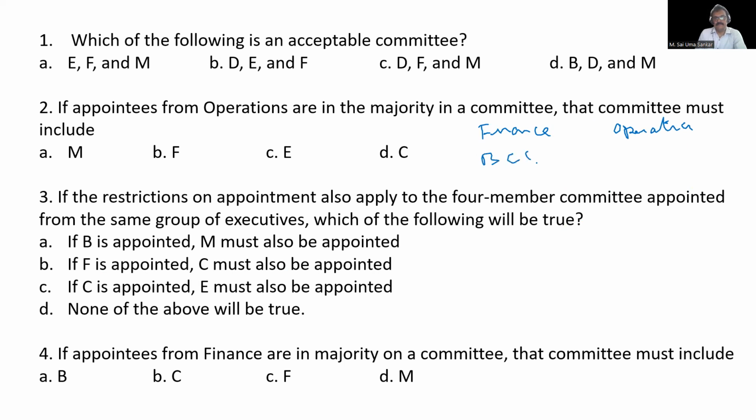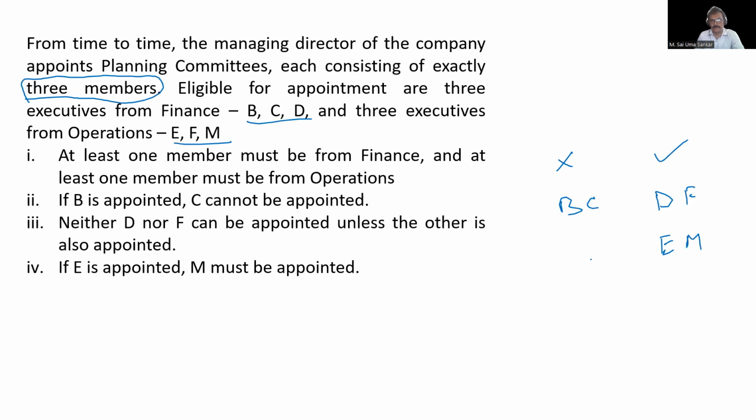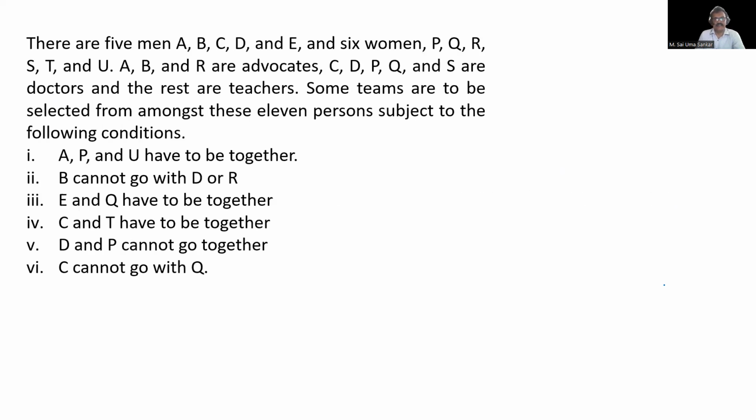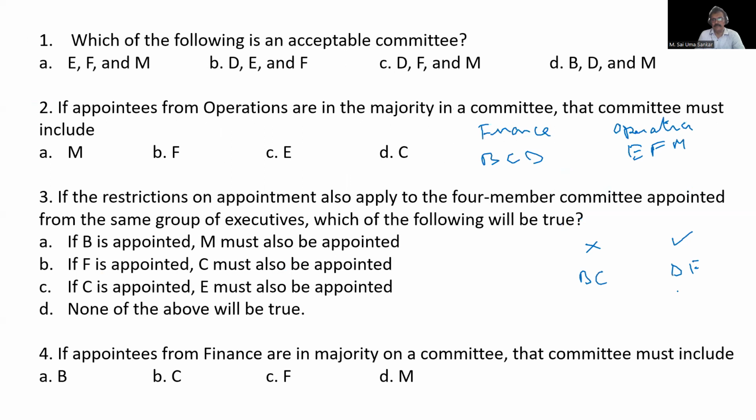Here B, C, D, E, F, M. B and C cannot go with each other. D and F go with each other. And next, E and M also go with each other. This is the data. Based on this data, we can solve the questions.